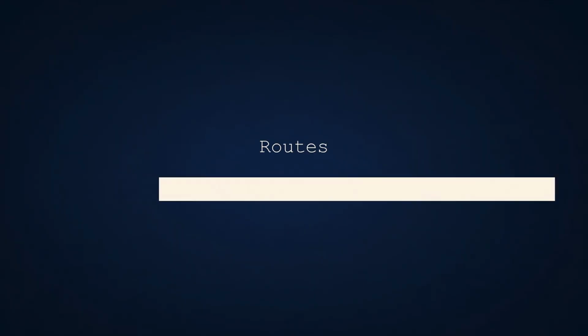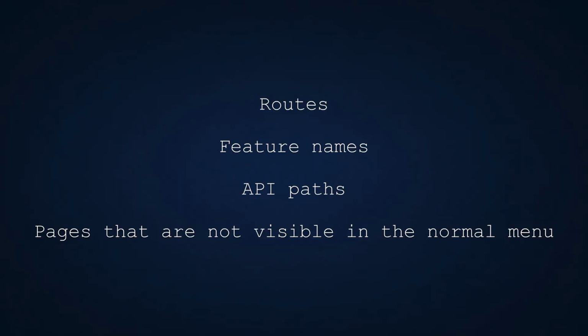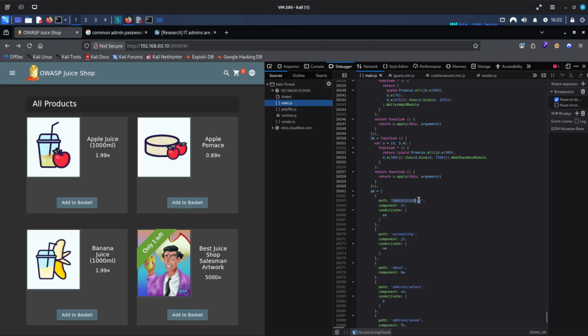This file is important because web applications often send JavaScript files to the browser, and those files can contain useful information. For example, routes, feature names, API paths, and sometimes pages that are not visible in the normal menu. So inside main.js, I found this route, the administration. Now that was the hidden administration page.